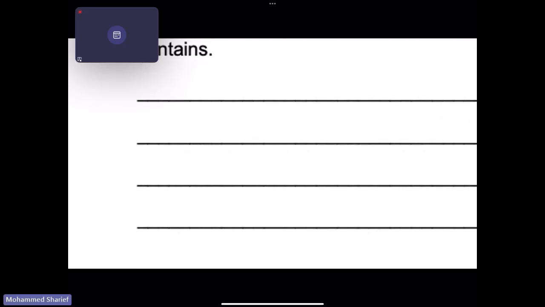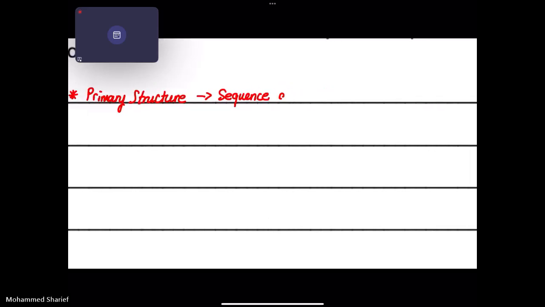Let's start off with the primary structure. Okay, primary structure, what does that tell us? It's the sequence of amino acids.